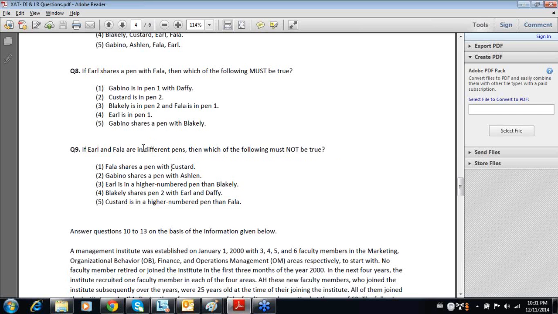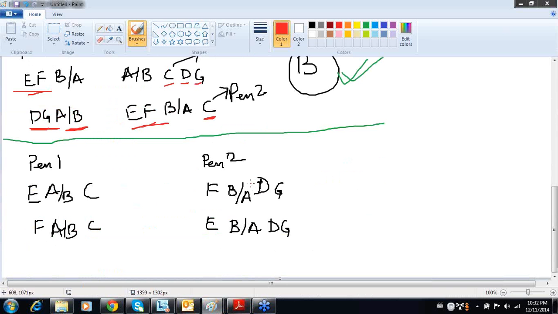Again, moving on to question number 9. If E and F are in different pens, then which of the following must not be true? Must not be true. Okay. So E and F are in different pens. So suppose the first condition is E is in pen 1, so F will be in pen 2. Again, one of A or B has to be in pen 1. If A oblique B is in pen 1, so B oblique A will be in pen 2.